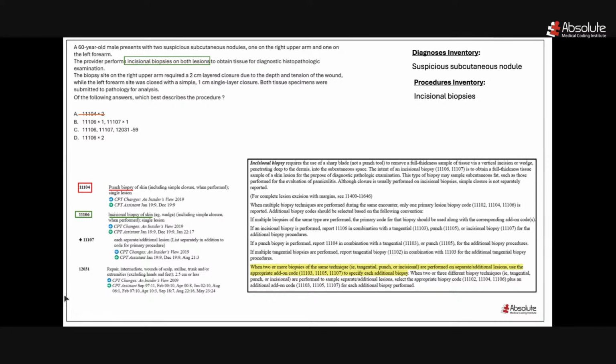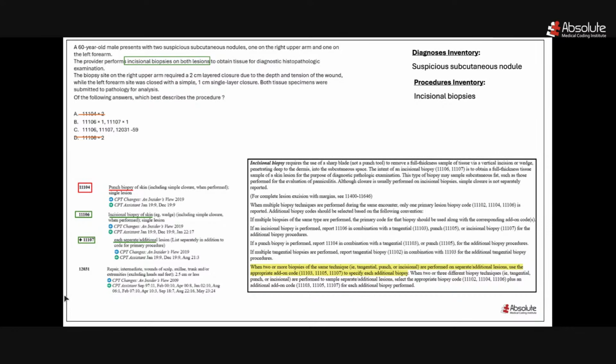for each additional biopsy. So in our scenario, we had two lesions, both were biopsied using an incisional technique. So we can't code 11106 times 2. We have to use an add-on code here. That makes option D incorrect. You have to use an add-on code, and the add-on code would be 11107, which is for each separate additional lesion. Okay, so option D is also wrong. There you go. Now we're left with option B and option C.